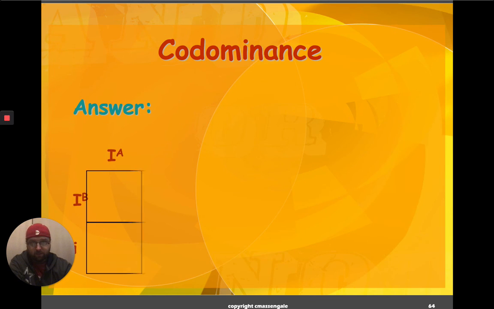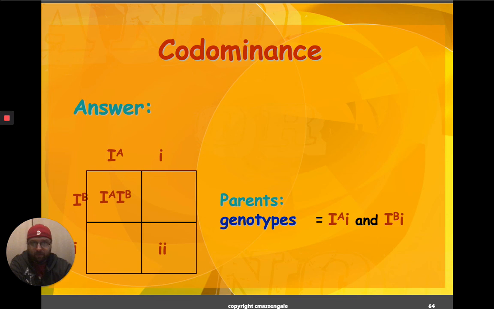So let's go to our Punnett square. Looks like my head's in the way. I apologize for that. So that's what we know has to happen. And because we know that, we can fill in the other parts of our Punnett square. So our parents had to be type A and type B in order to get children that have those blood types.